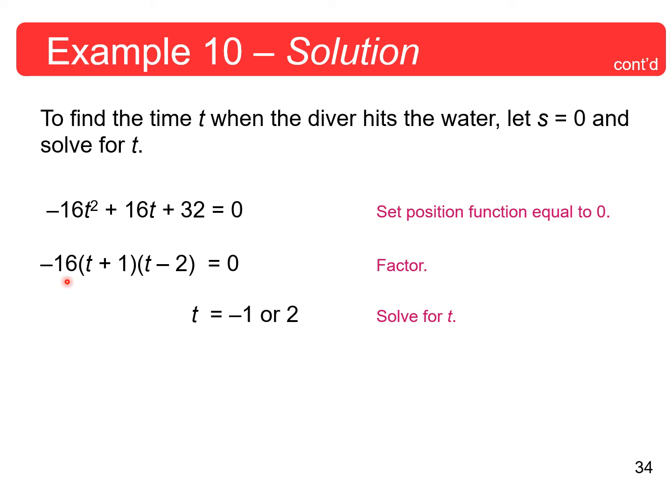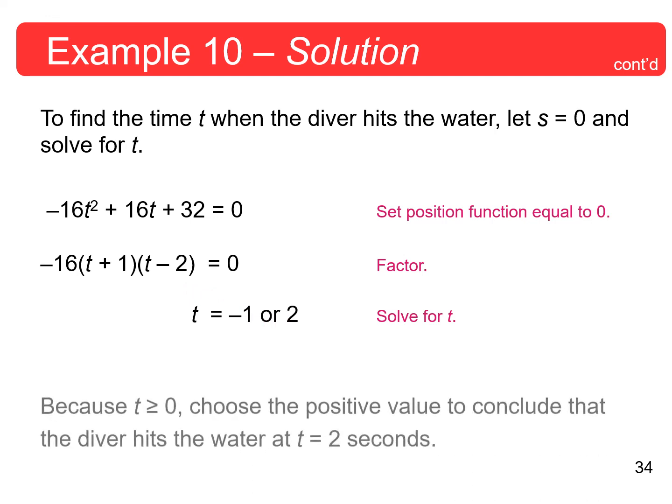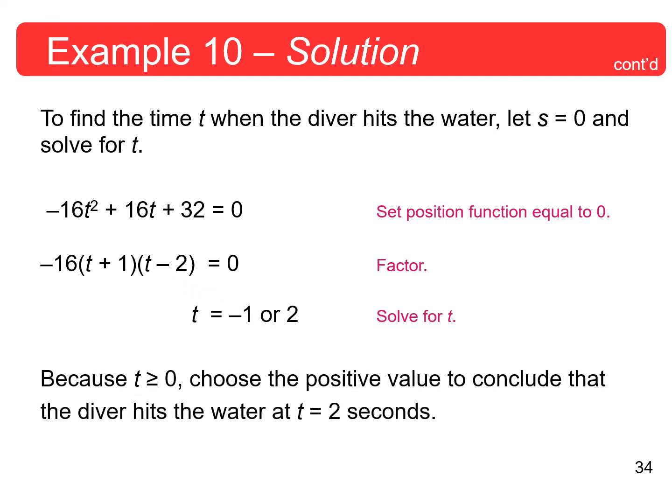Then you solve for t. You divide both sides by negative 16, or just equate each factor here to 0 and solve for t. So if you equate this to 0, solve for t, you have t equals negative 1. Equate this to 0, solve for t, you get t equals 2. Now, because time is always positive, then we choose t equals 2 to conclude that the diver hits the water at 2 seconds.